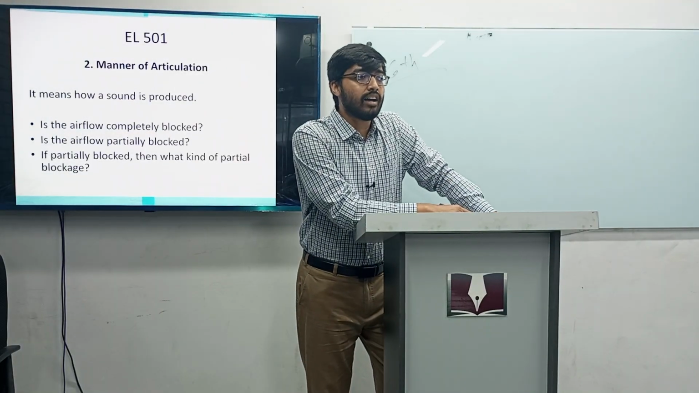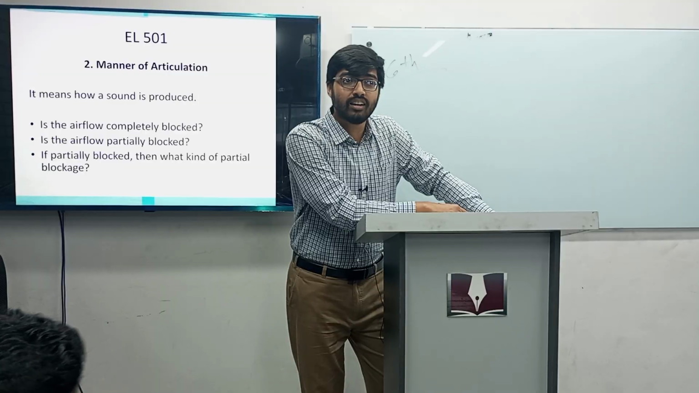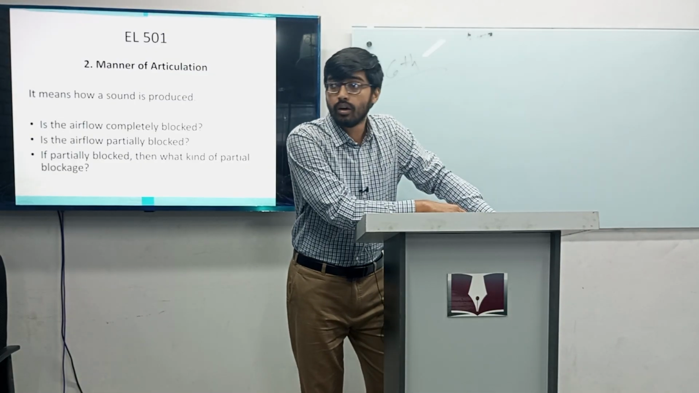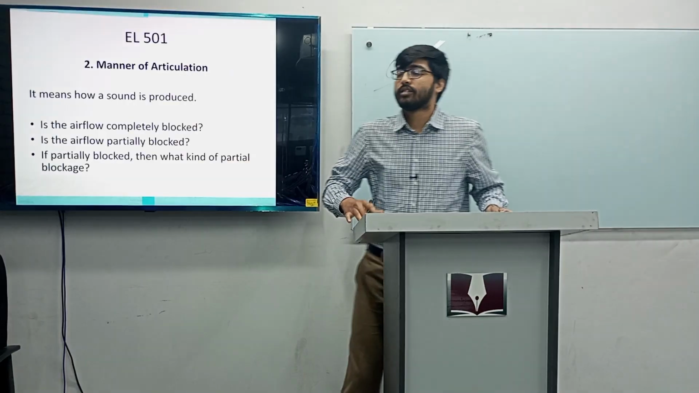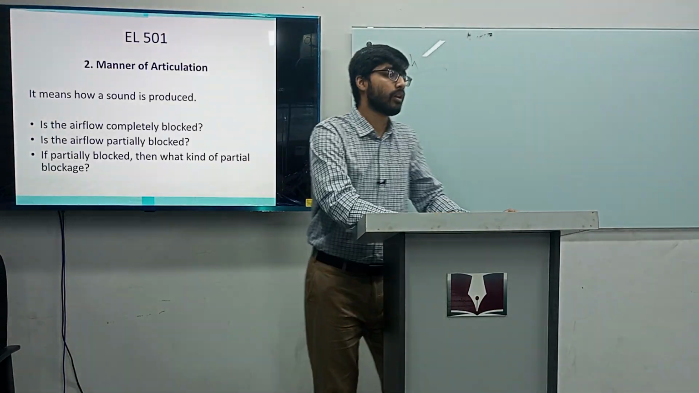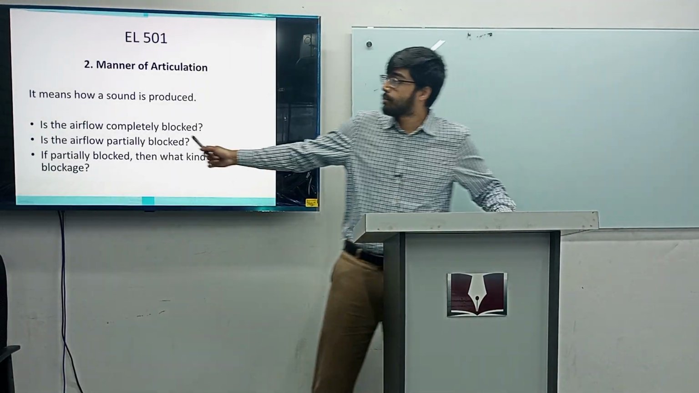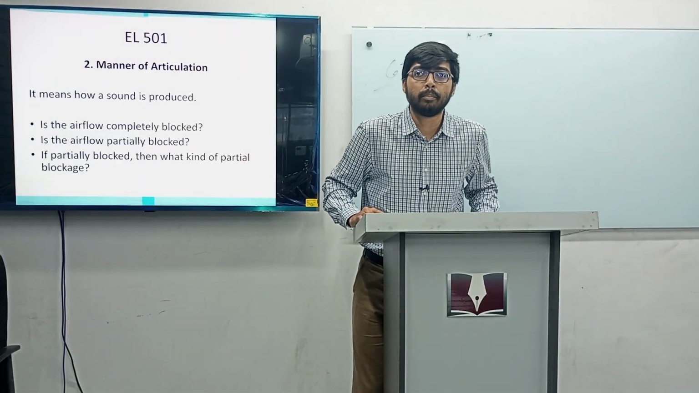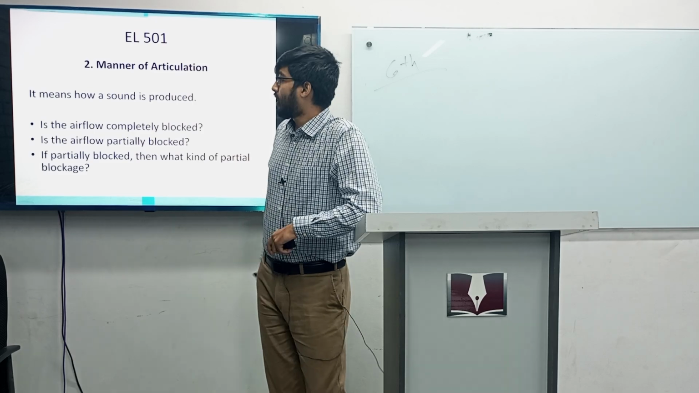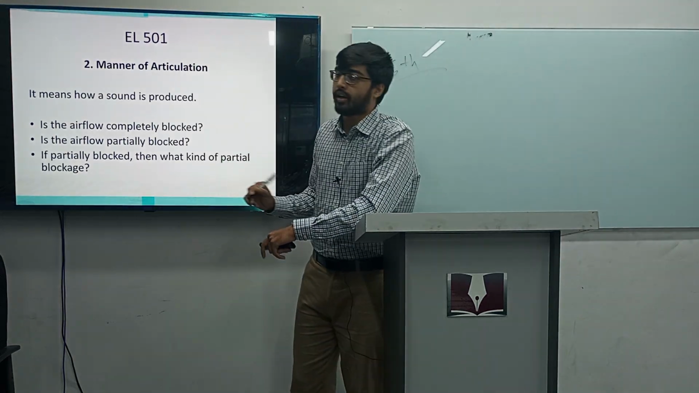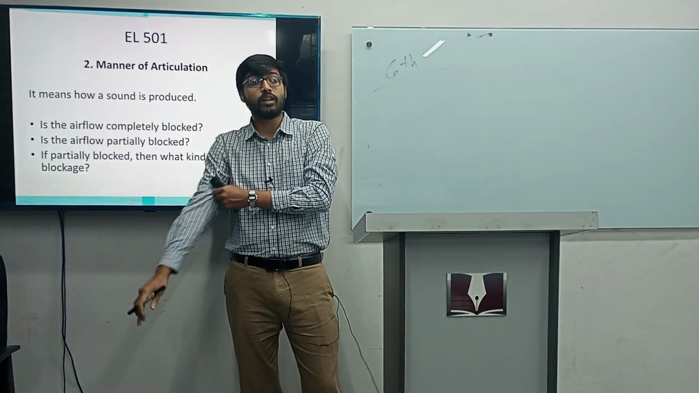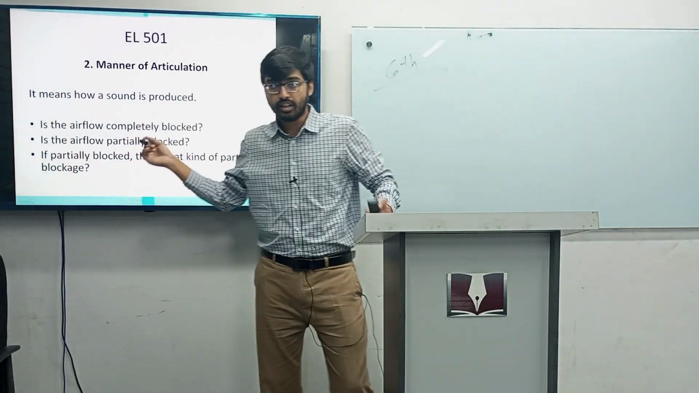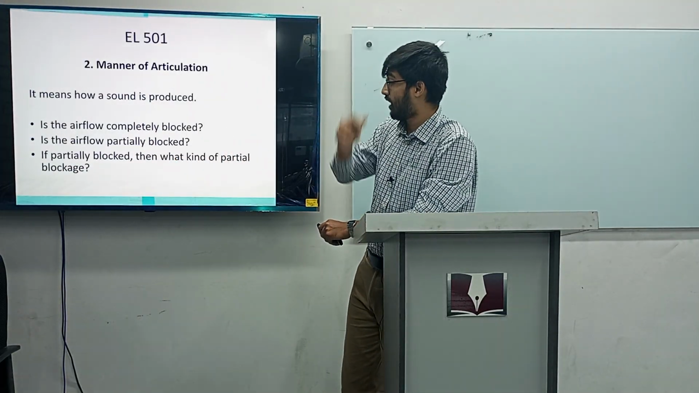Say tha or sa. Sa is an alveolar sound. So this is a partially blocked sound. Sa is partially blocked, but b is a completely blocked sound. If it is partially blocked, then what kind of partial blockage? Well, there are some kinds of partial blockage also. Let's introduce those things to you.